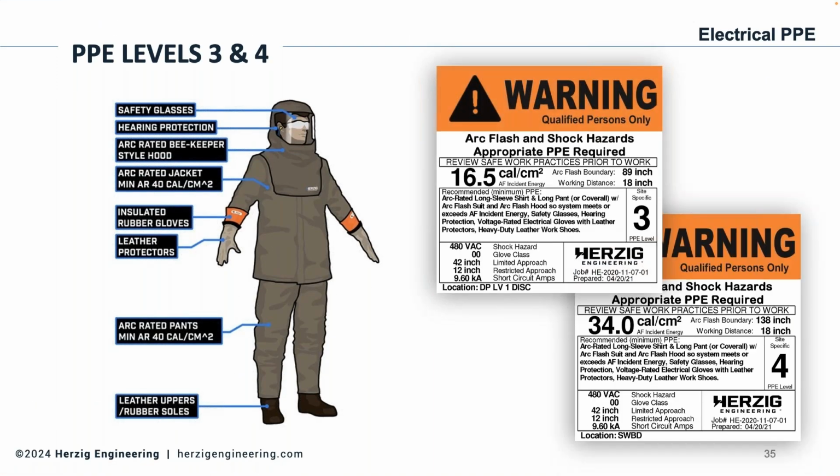Levels 3 and 4, different levels, same recommended minimum PPE. Safety glasses, hearing protection, still there, hasn't gone away. The arc flash beekeeper style hood, the 40 cal suit hood is a more common one now. They've got the flip up visors rather than the suit hood. Whatever you have, 40 calorie rated at minimum. Arc rated jacket and pants, minimum rating of 40 calories per centimeter squared. Shock protection is still there. Insulated rubber gloves, leather protectors, and then your leather uppers and rubber soles.